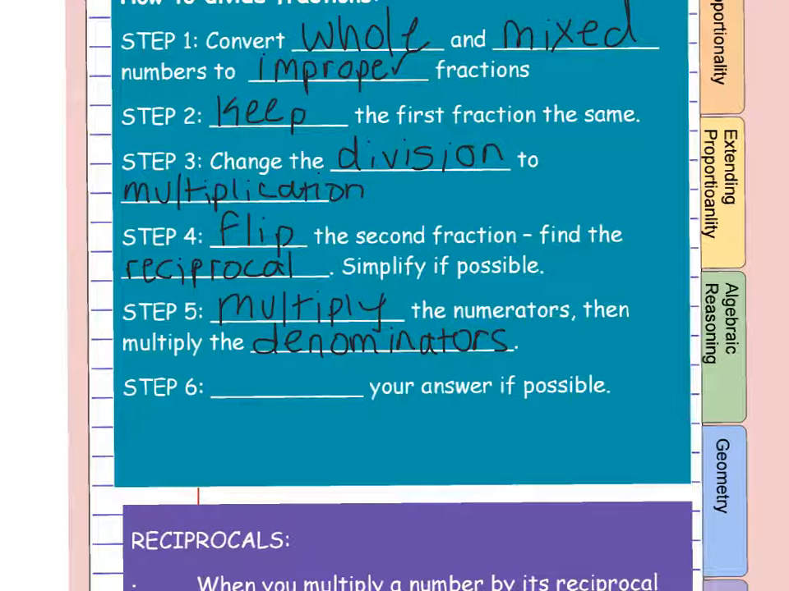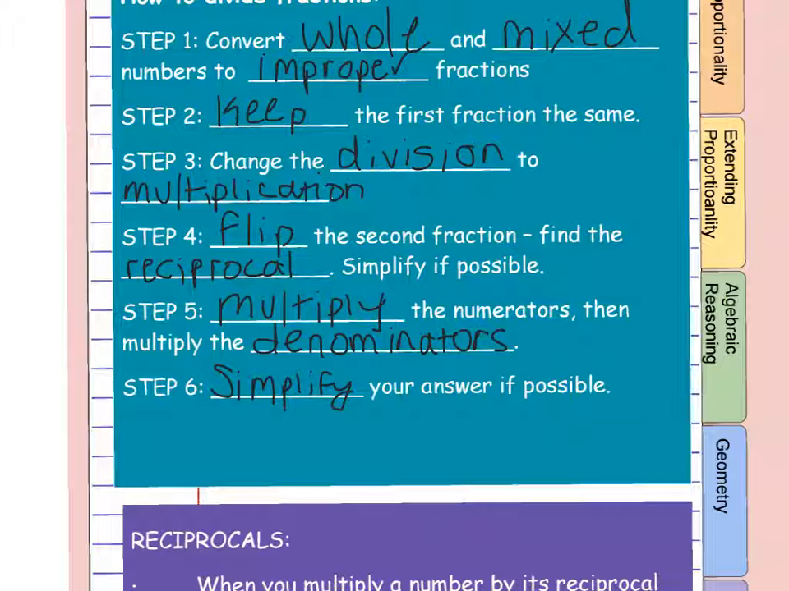And then our last step is to simplify if possible. Okay, so simplify if it's possible to simplify. It may not always be possible to simplify, but we're going to try to if we can. And remember, if we end up with an answer that is an improper fraction, we want to make sure that we turn that into a mixed number.